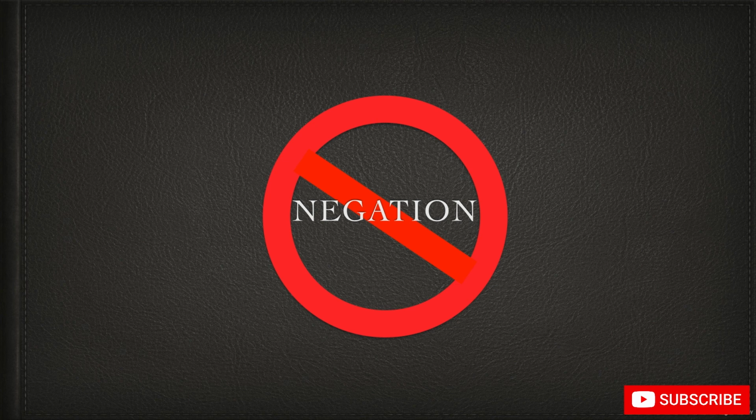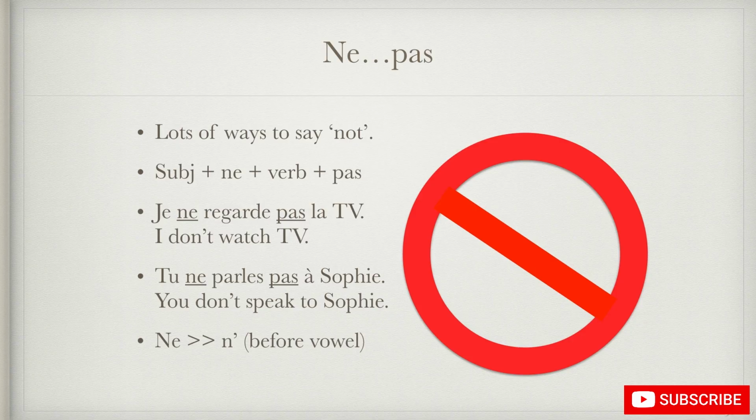Today we're going to be talking about negation. What negation is, is when instead of saying I am eating a sandwich, you would say I am not eating a sandwich. So it's that magical not word. In French there's a pretty easy way to say not. We use the expression ne pas.